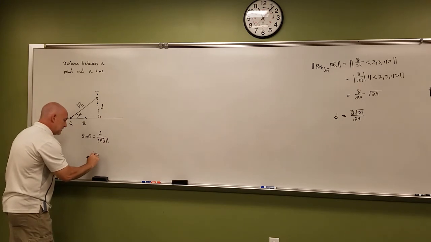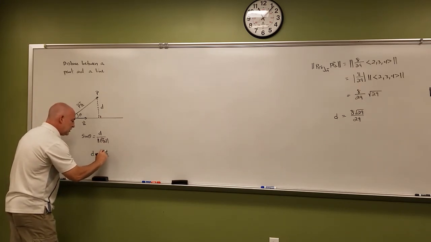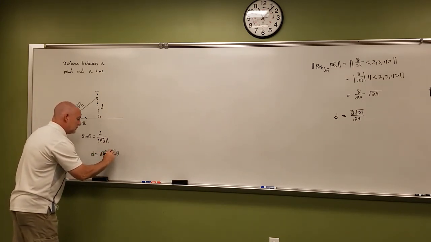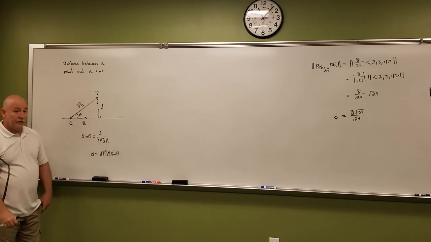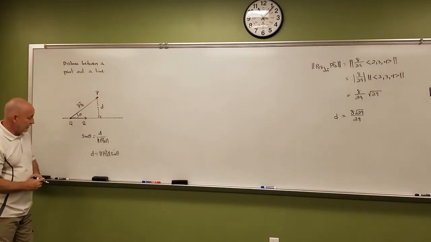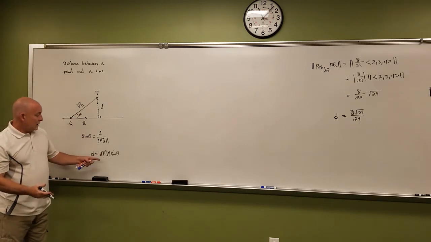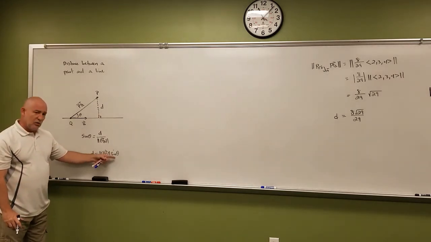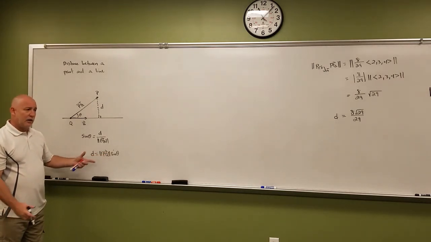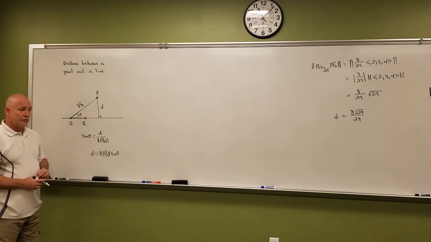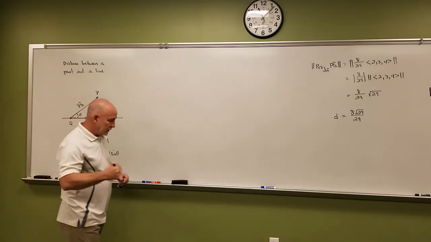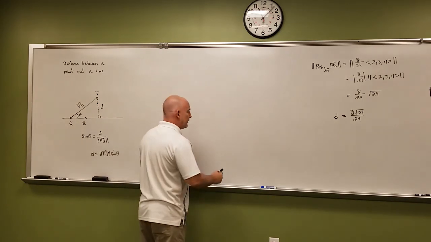Or that distance is the magnitude of PQ times the sine of the angle. So technically we're done here. There's our answer. But I don't like this angle theta in here, because that's bringing trig into a problem where we can actually get away without trig. I'm going to use an identity we saw the other day.